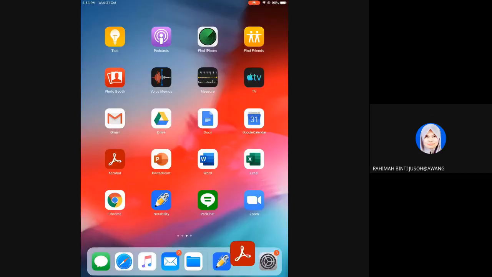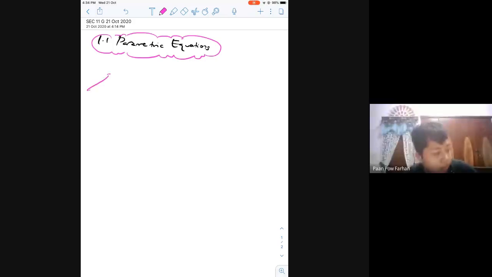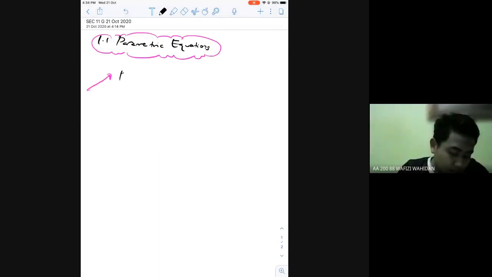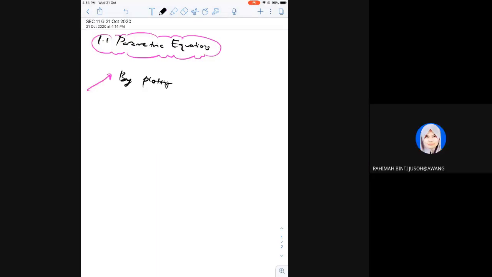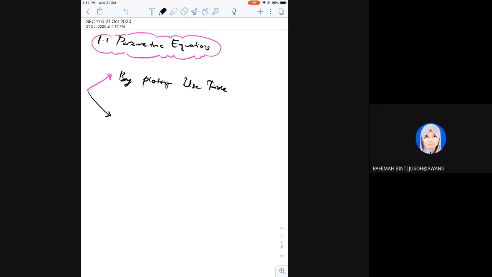Ada dua method kan? You all dah tengok video kan? There are two methods. So what are they? By plotting, yes. By plotting, you have to use table, right? And then we also have by eliminating t. So I'm pretty sure that by the first method, plotting, everyone will be comfortable with the method. Plotting, you plot lah, masukkan nilai t whatsoever tu kan.